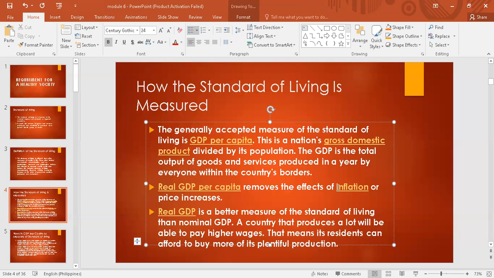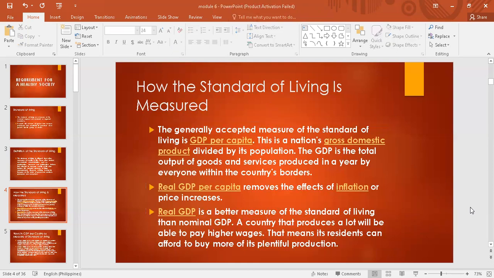Kasi kapag may inflation, no, of course, yung GDP natin, pag may pagtaas ng bilihin, yung mga consumers, they tend to decrease their purchase. Okay? So, in consideration of removal of the effects of inflation, our real GDP, ito yung measurement nung tinatawag nating standard of living. So, a country that produces a lot will be able to pay higher wages, diba? That means its residents or yung mga tao can afford to buy more of its plentiful production. Halimbawa, no, si Philippines, they produce more mangoes in a particular year.